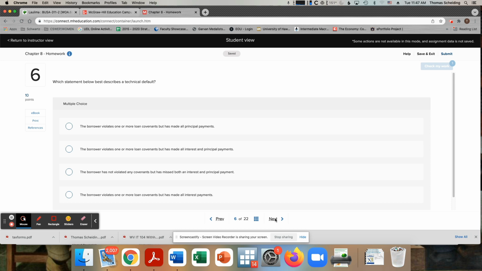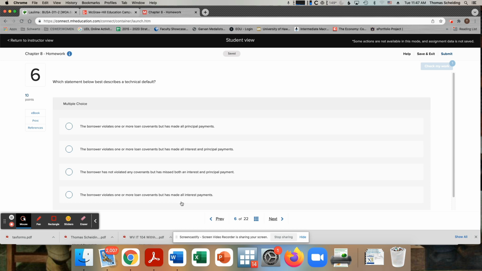So here, this can't be this. You would need to have some covenant being violated in some way. So it can't be this because you need a violation of a covenant to be in a default. The borrower violates one or more loan covenants but has made all interest payments. Well, remember, the bank doesn't want to just get back interest. It also wants to get paid back the principal.